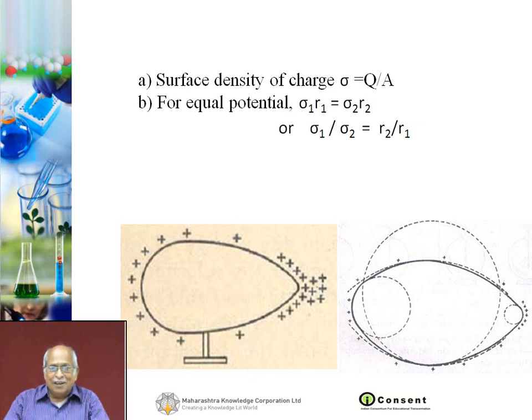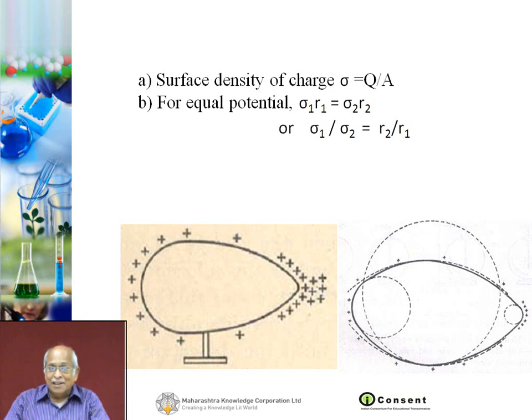So if you observe carefully you will find that for the pear-shaped conductor, left end is part of sphere of some moderate radius. Lower side is a part of sphere having large radius. Right side is a part of sphere having small radius.